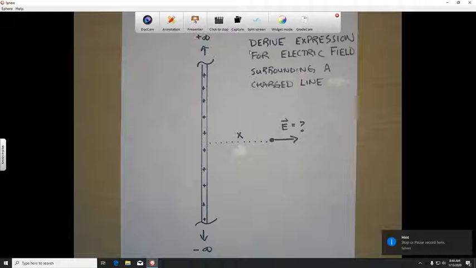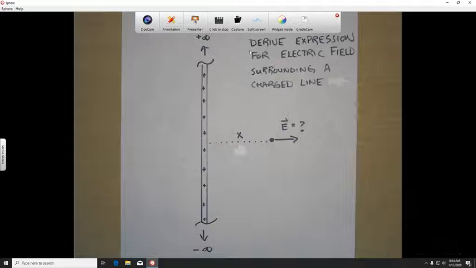Hi everybody. In this lesson, the goal is going to be to derive an expression for the electric field that surrounds a charged line. I'm going to walk through the derivation for the electric field, and I will probably split this video into several parts so that each part is shorter. It's very important that you take good notes as you watch this. You are going to be expected to basically do these types of steps.